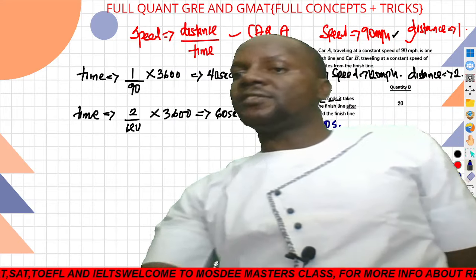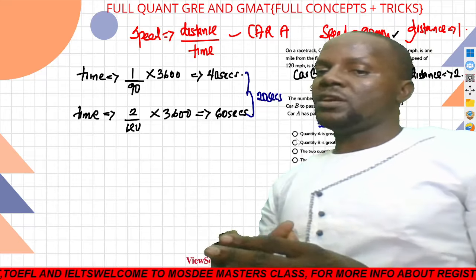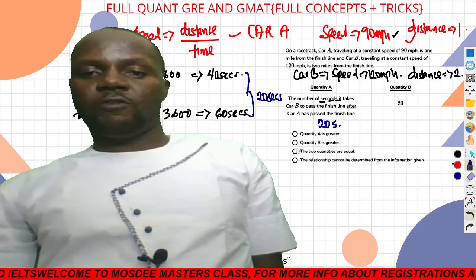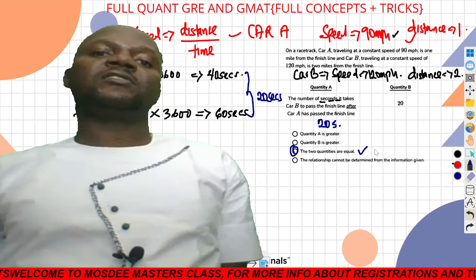So this is also 20. So 20 and 20 are what? They are equal. So 20 and 20 are equal. First time today, our answer is equal.